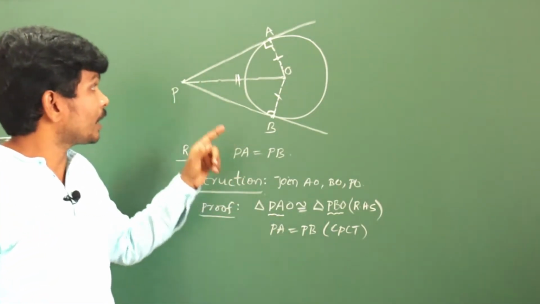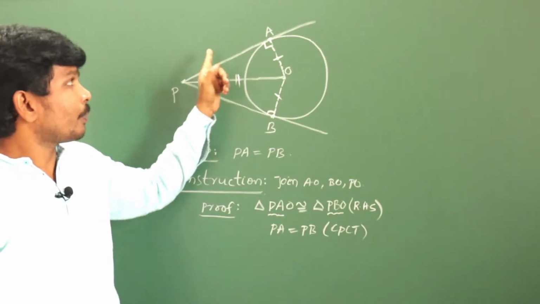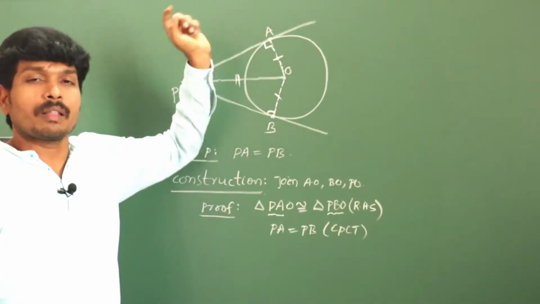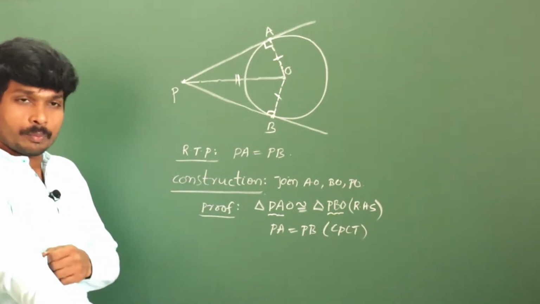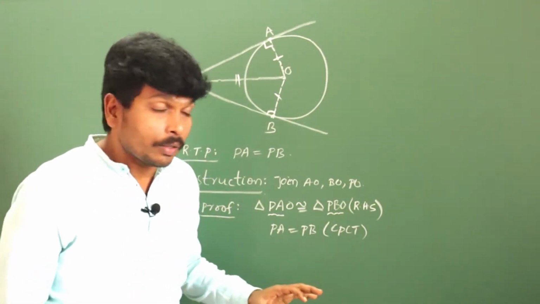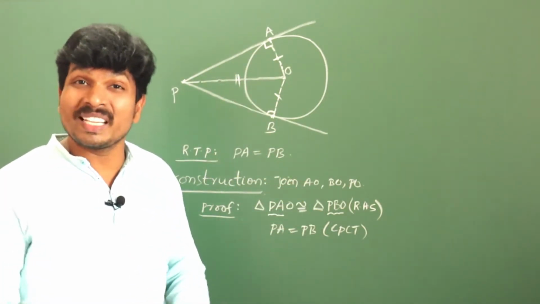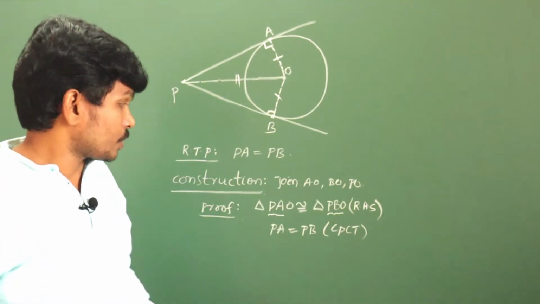What is the length of the tangent? From the external point to the point of contact. This distance is called the length of the tangent. Nice. Proved well. In fact, with the help of this proof only, many more results we can derive. What are those? We will discuss.